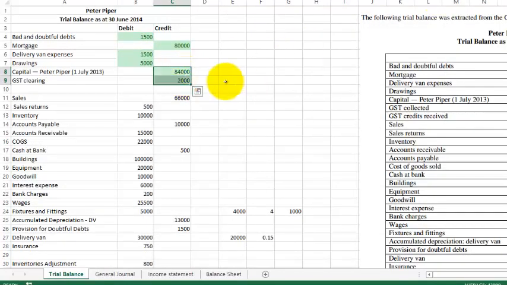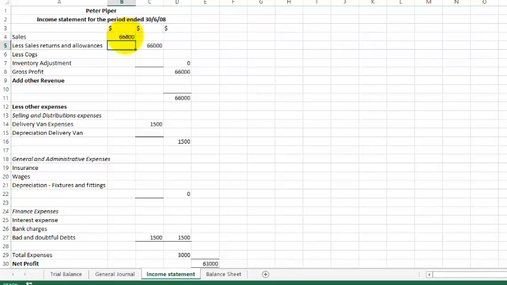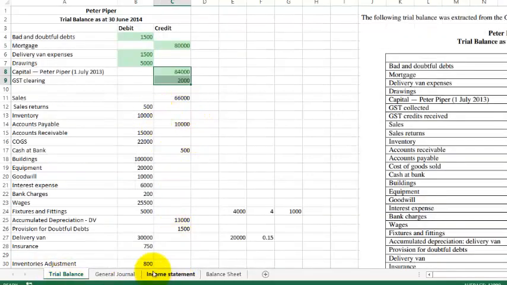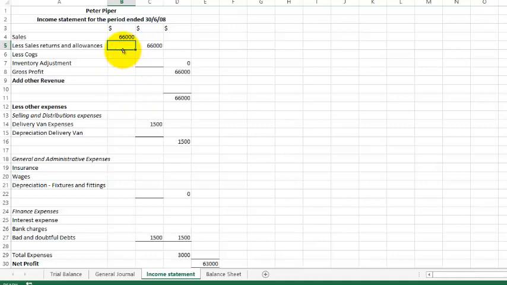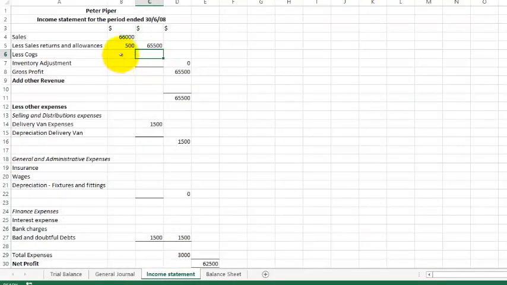Now I've got to do sales. Sales goes in the income statement of 66. It goes in here. Sales returns is $500. You can see this is a bit laborious, but it's important that you go through this process. So my COGS, where are they? There they are. They're 22,000. See that I've digressed a bit from what I would normally do.